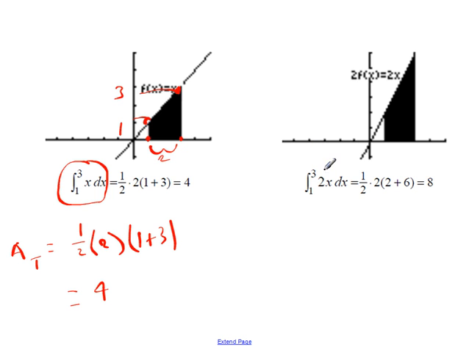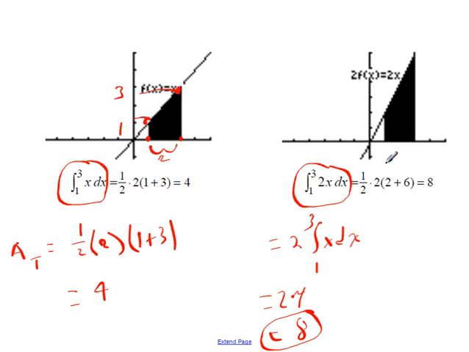And over here, this is a constant times a function we already know. So this equals 2 times the integral from 1 to 3 x dx. And we've already found this to be 4. So this equals 2 times 4, which is 8. And over here, we did the geometric work to confirm that it's 8, finding the area of the trapezoid.